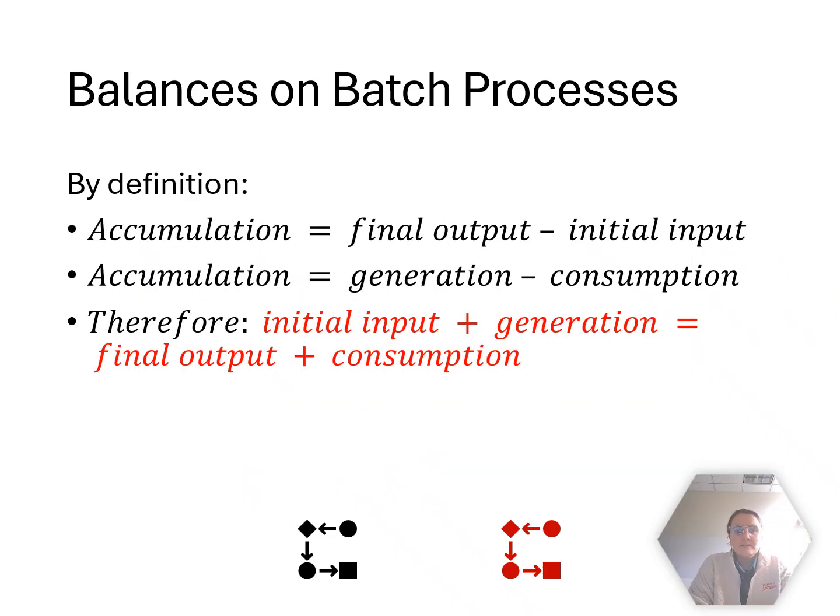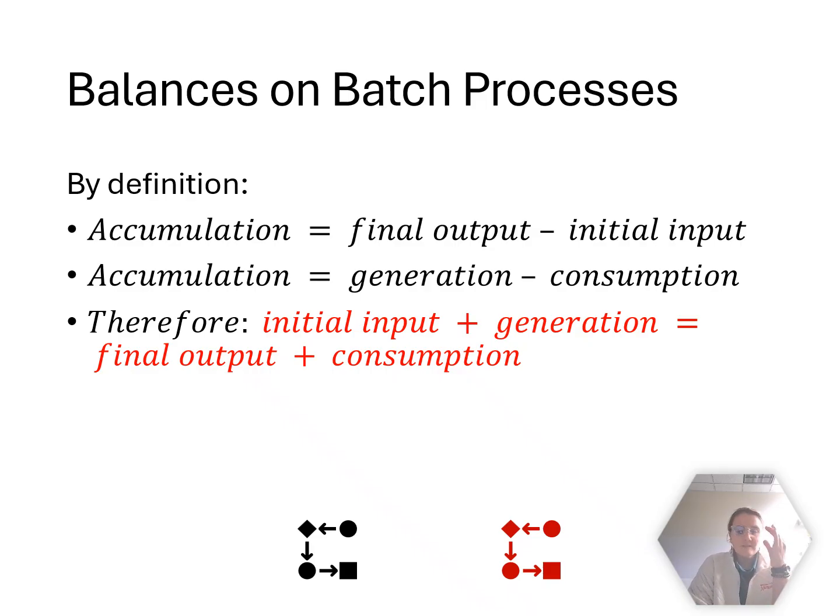When we have balances on batch processes, we have something that's a little bit different. The accumulation in a batch process is going to be whatever the final output is minus the initial input, which can also be defined as the generation minus the consumption. So there's going to be two types of accumulation that happen in a batch process. So in a batch process, when we do a mass balance, the initial input plus whatever the generation is going to equal the final output plus the consumption.